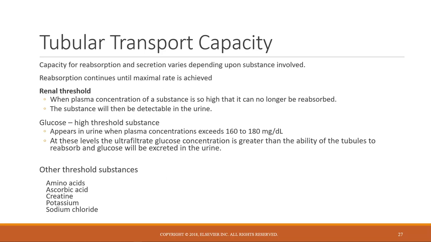At these levels, the ultrafiltrate glucose concentration is greater than the ability of the tubules to reabsorb, and so the glucose will be excreted and detected in the urine. Other threshold substances include amino acids, ascorbic acid, creatine, potassium, and sodium chloride. Again, the renal threshold is where the concentration is so great that it will leave the tubules, but the tubules are unable to reabsorb all of it that has crossed. So that will then be present in the urine.